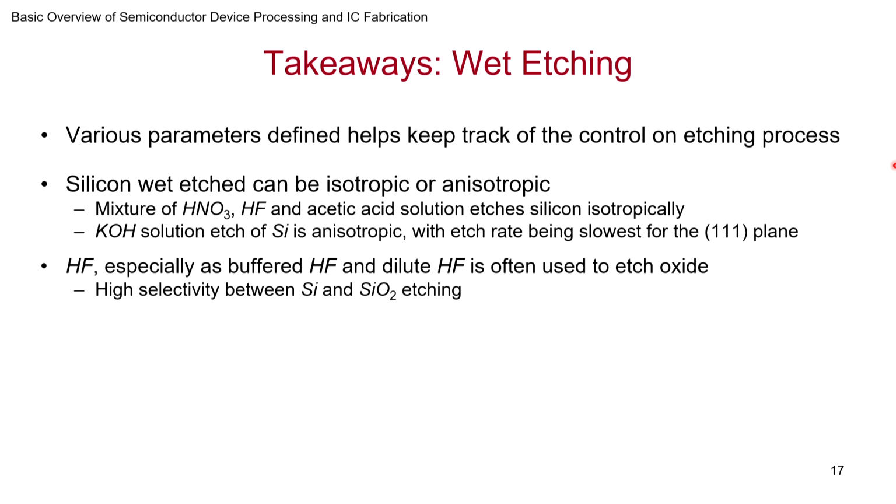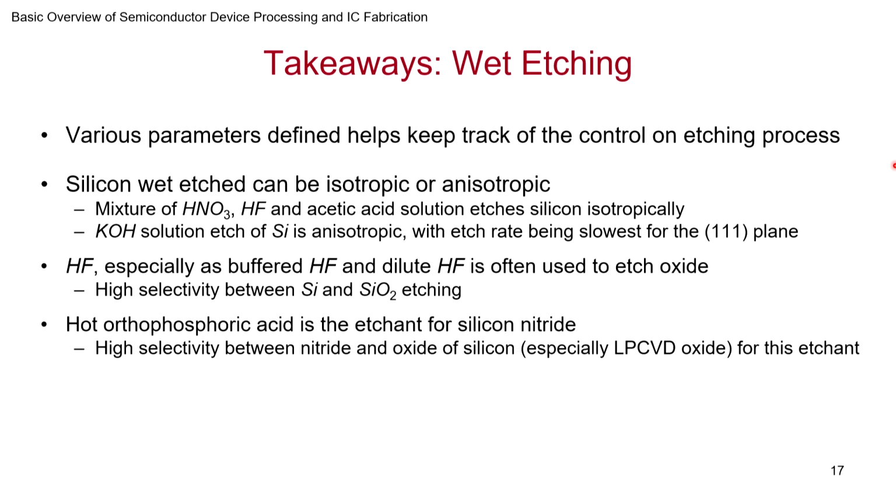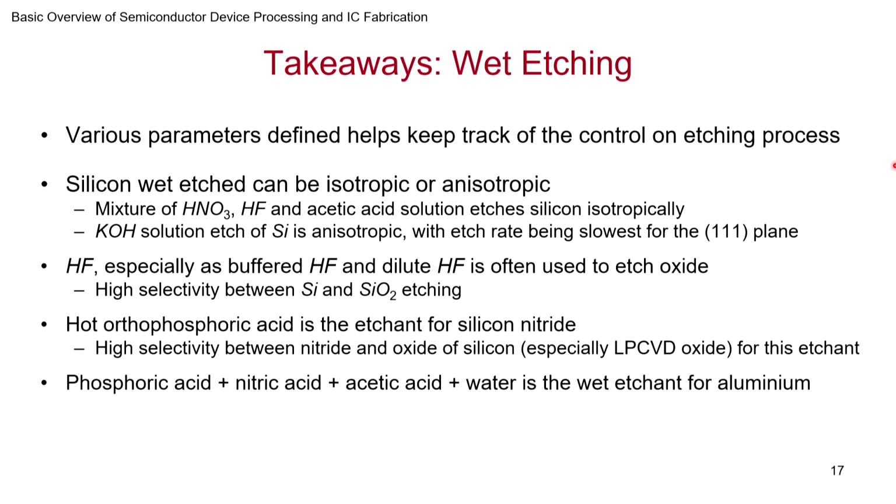HF, especially buffered HF and dilute HF, is used for oxide etching and has high selectivity between silicon and silicon dioxide. Orthophosphoric acid is used for nitride etching, and that has good selectivity between SiO2 and Si3N4. Essentially, LPCVD oxide is even more resistant. PECVD oxide may etch a little bit faster. And the combination of phosphoric, nitric, and acetic acids with water is used as an etchant for aluminium.